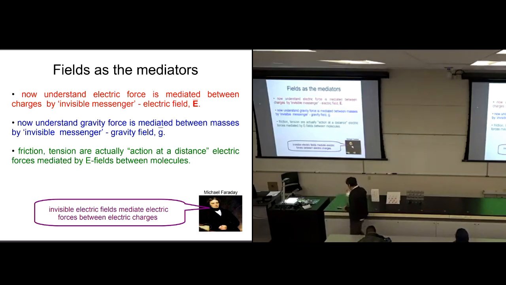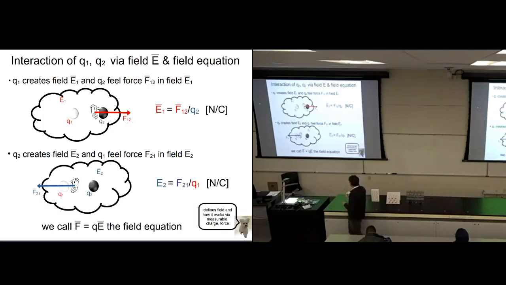So that was a big breakthrough, and we got to thank Michael Faraday for that. Okay, so here's a more quantitative picture of how this works. I just want to go through this slide because I think it's important in understanding in detail how these fields work.